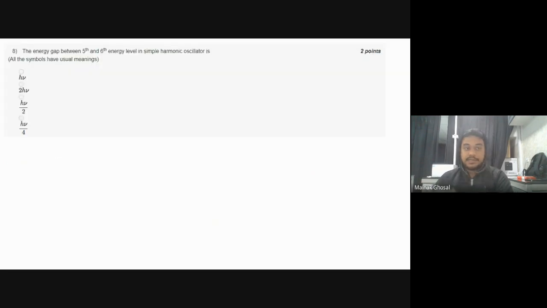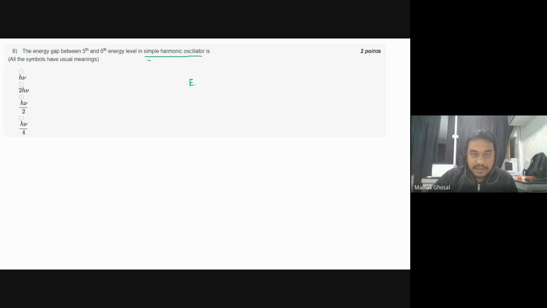So yeah, this is the next question. This is a very straightforward question. The energy gap between fifth and sixth level in simple harmonic oscillator model. It is again mentioning that it is simple harmonic oscillator model, which is making your life too simple. So you have to find the energy gap between two successive energy levels.